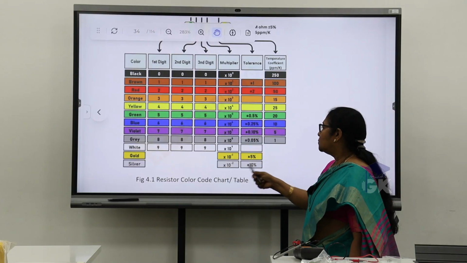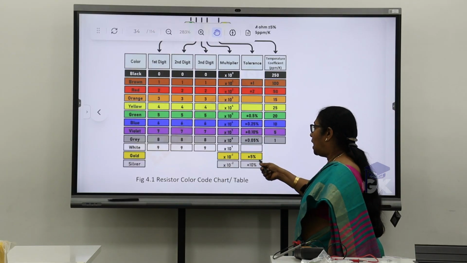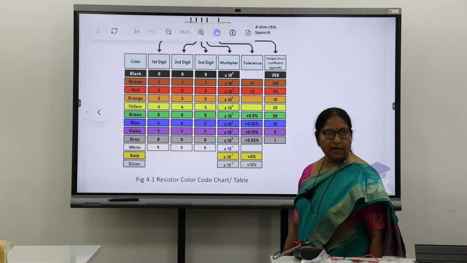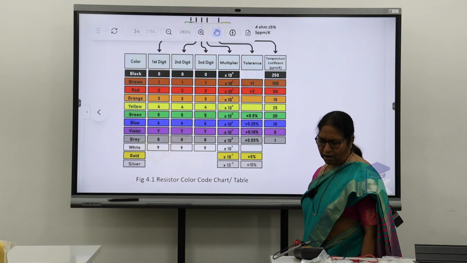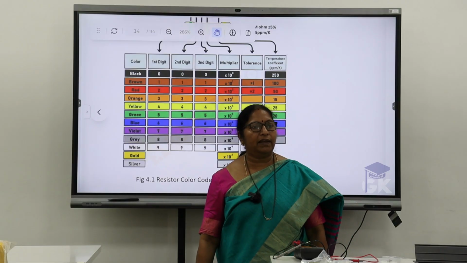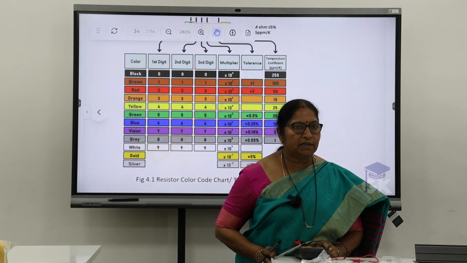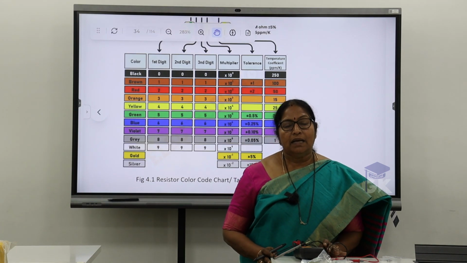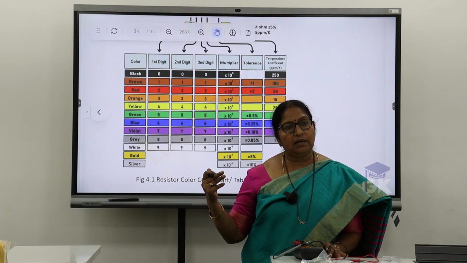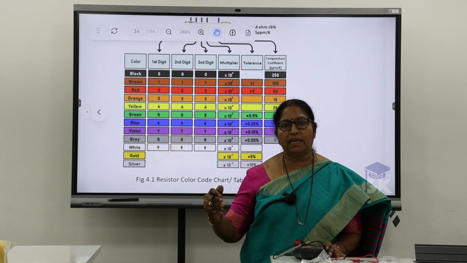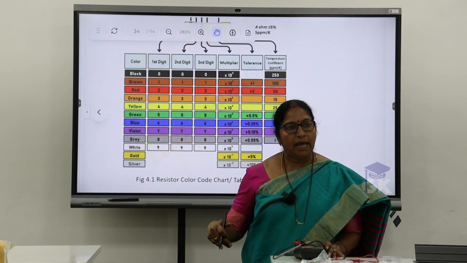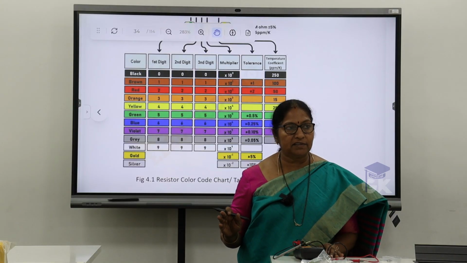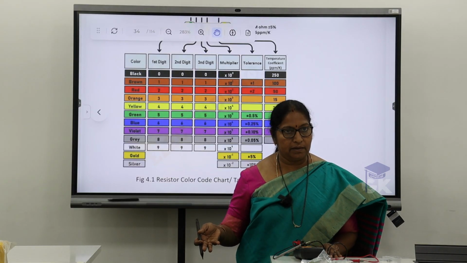You can just see. So like that you can just see. And anyway we know that for gold it is plus or minus 5 and silver it is plus or minus 10. Normally in ordinary cases, even if it is plus or minus 10 it's okay. The value can be used. And as the precision keeps on increasing, tolerance keeps on decreasing, the cost of the resistor will also be higher because the manufacturing process will differ there.